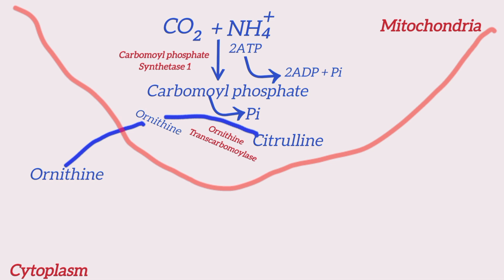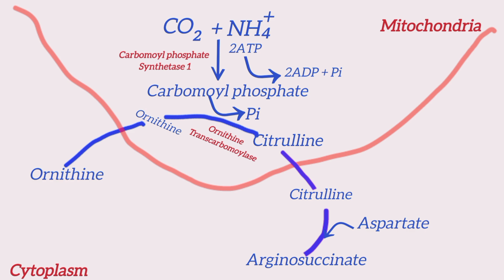The next 3 reactions take place in the cytoplasm. So the citrulline in the mitochondria will have to be transported to the cytosol. On getting to the cytosol, the citrulline combines with aspartate to form argininosuccinate. This reaction is catalyzed by argininosuccinate synthetase, and the energy for this reaction is obtained from the hydrolysis of ATP to AMP and inorganic pyrophosphate.